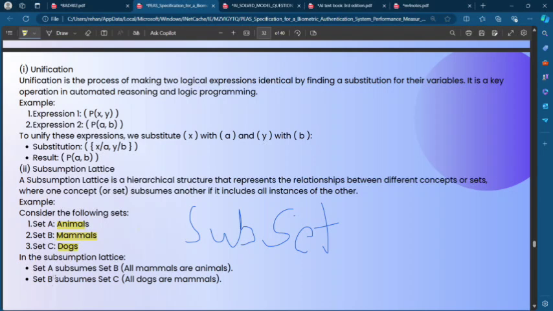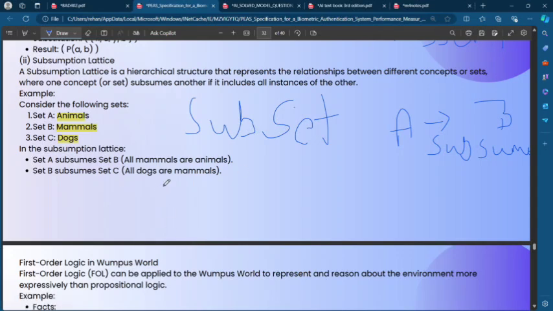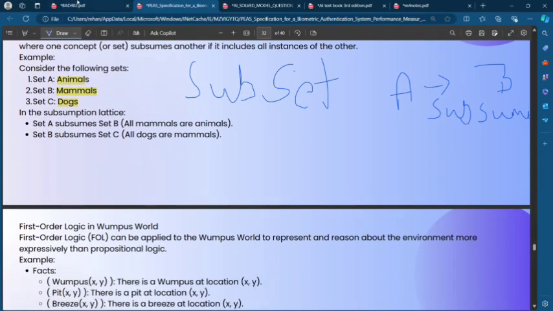So I can simply write set A subsumes set B, which means B is a subset of A. Instead of writing that, I'll draw it here. B is a subset of A. If I have to write it in the reverse way, I'll say A subsumes B. Understood? Similarly, B subsumes set C. Just write: all mammals are animals, all dogs are mammals. Understood? That's what it is here.